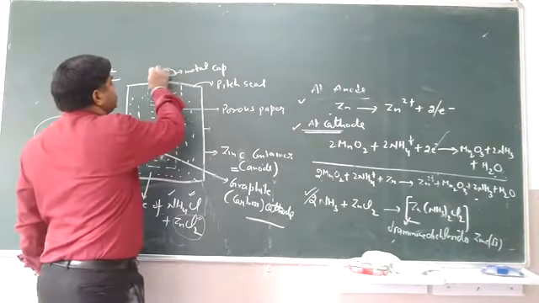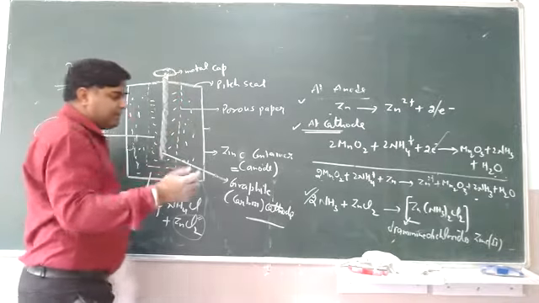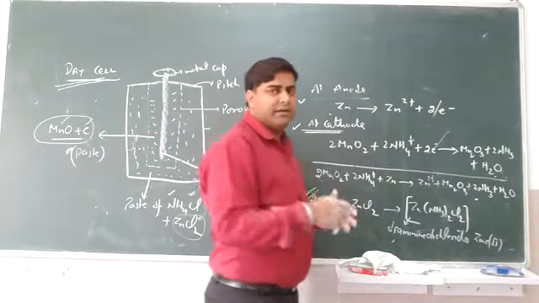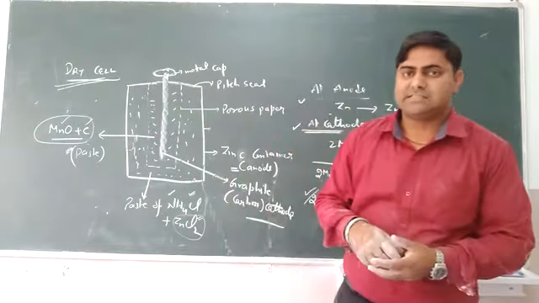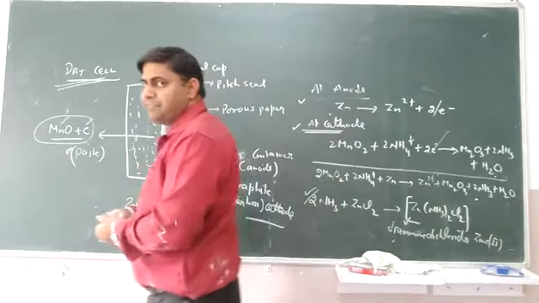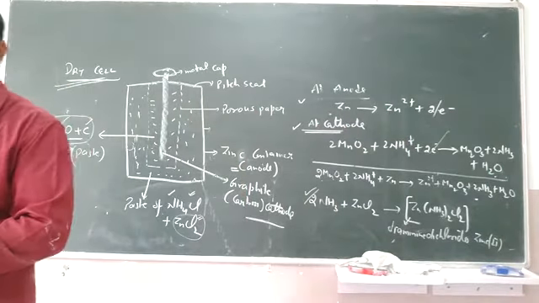So here is a metal cap. Keep in mind, a metal cap is used so that it does not produce more resistance. So this is the first cell, dry cell.